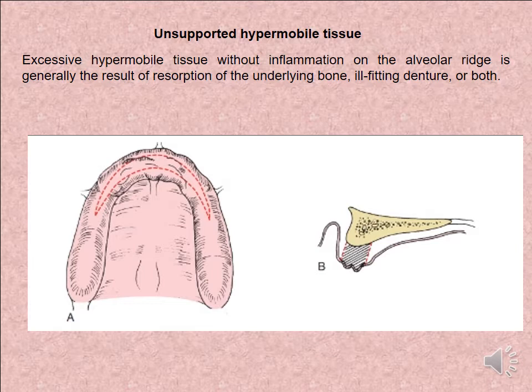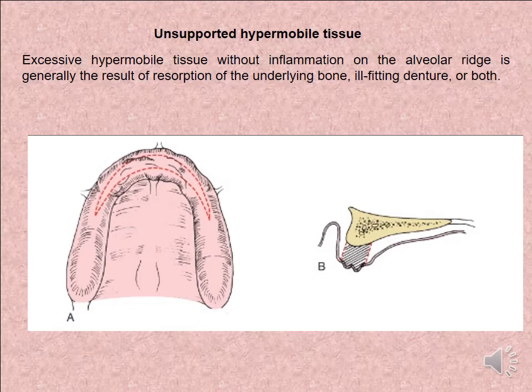Another problem that occurs for the soft tissue is unsupported hypermobile tissue. If there is excessive hypermobile tissue without inflammation on the alveolar ridge, it is generally the result of resorption of underlying bone, an ill-fitting denture, or both. By palpation of the mucosa, mainly in the anterior side of the maxilla and in the anterior side of the mandible, it is mobile over the bony structure.